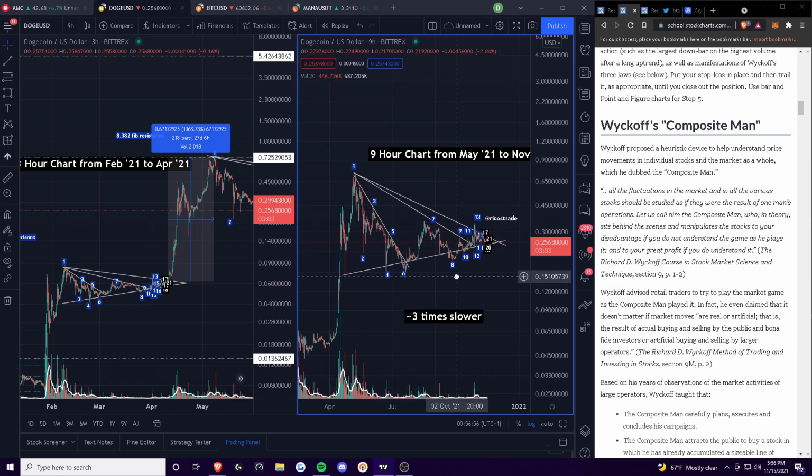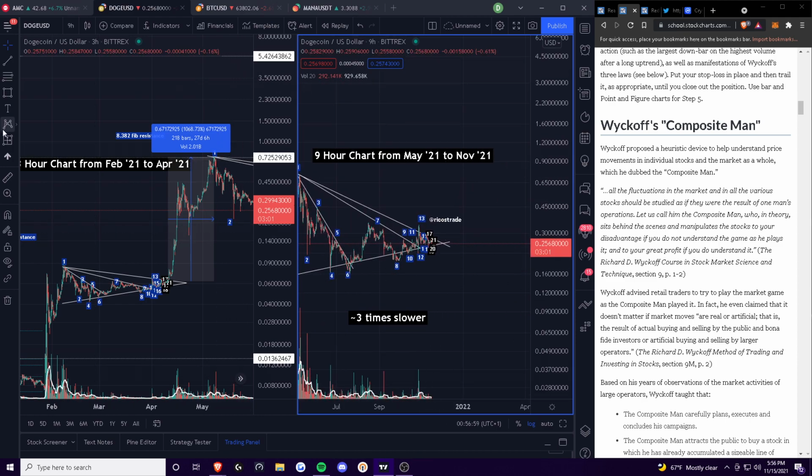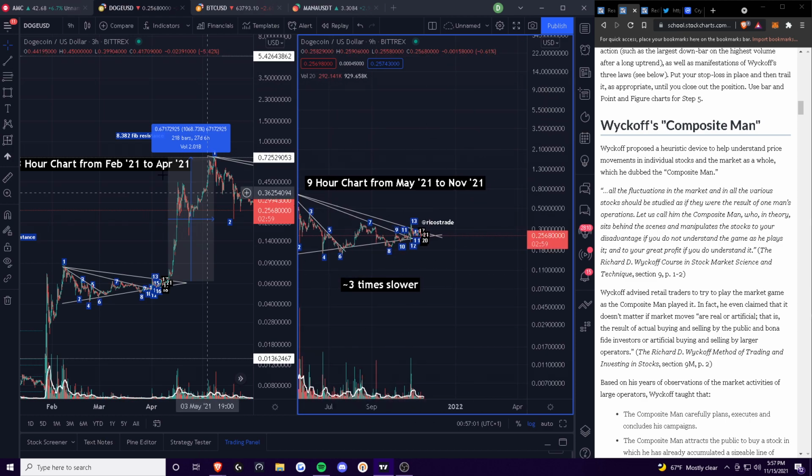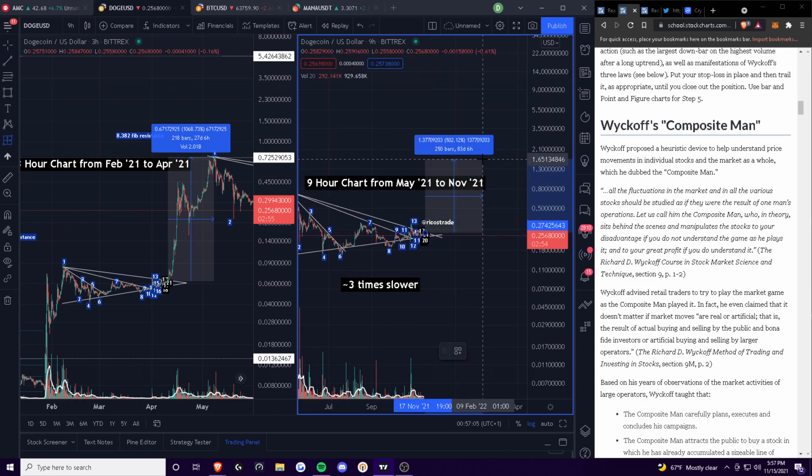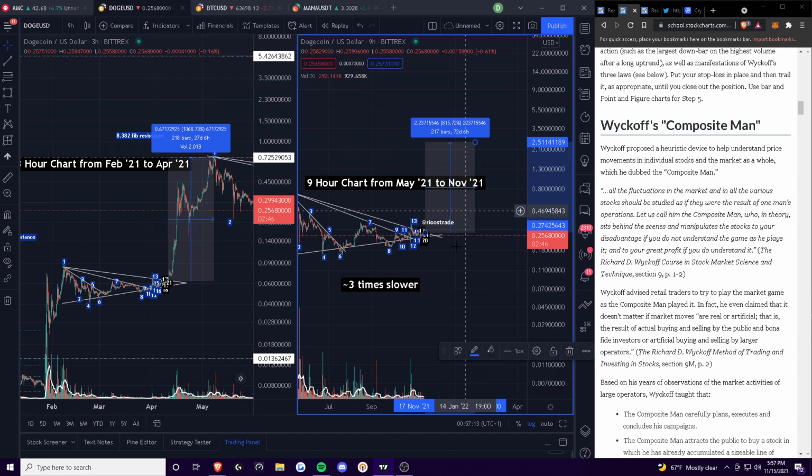There's a possibility this whole thing is playing out 3 times slower. There's a possibility that Doge plays out, this whole breakout plays out, what if it plays out 3 times slower? Right? I'm not saying this is guaranteed. I'm not saying any of this is guaranteed. The thing could tank tomorrow, okay? But what if that is what happens?